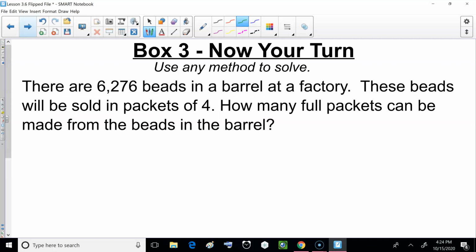Here's a word problem for you right now. There are 6,276 beads in a barrel at a factory. These beads will be sold in packets of 4. How many full packets can be made from the beads in the barrel? Make sure you read that problem again and read it carefully so you make sure you understand what the question's asking you. So you can pause the video now and good luck.